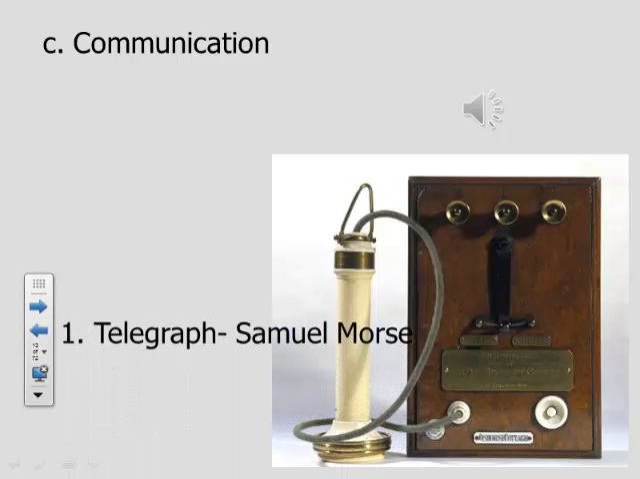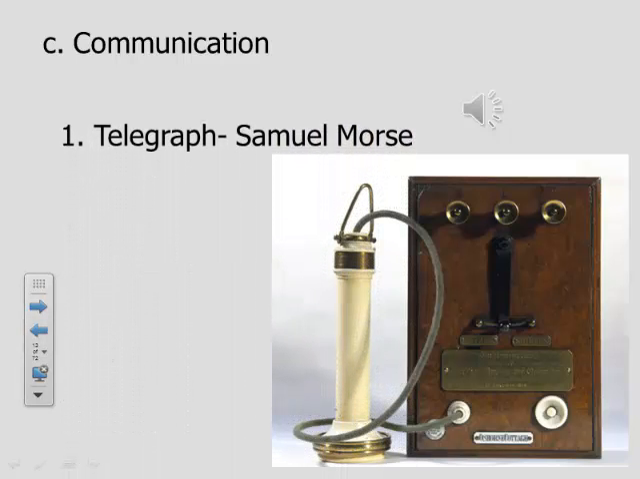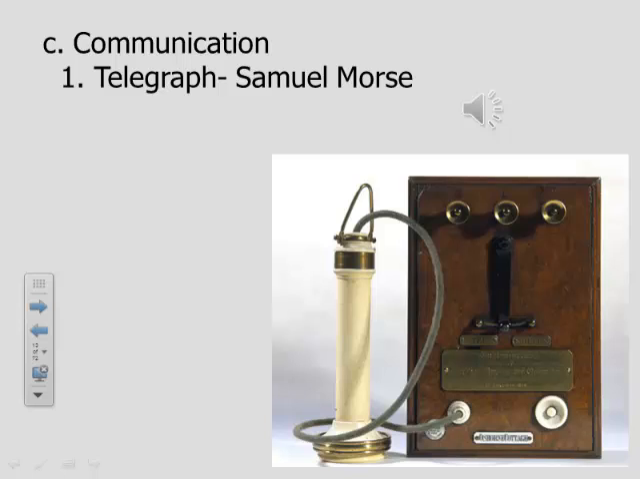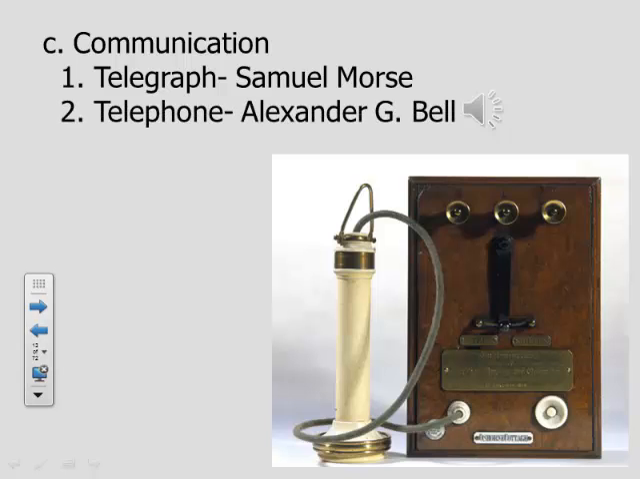And finally, communication. You had the telegraph invented by Samuel Morse, the telephone by Alexander Graham Bell, and the typewriter by Christopher Sholes. And again, all of these things helped people communicate, greater efficiency, was good for business, and had a major impact on the industrialization era.